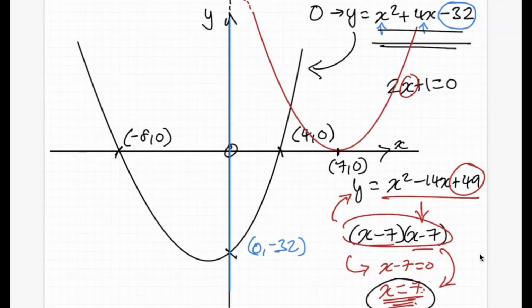So let's just go through a couple of practice questions. Let's say you had an equation like x squared plus 2x plus 1 equals 0, and you were told to solve it. So how would we do this?